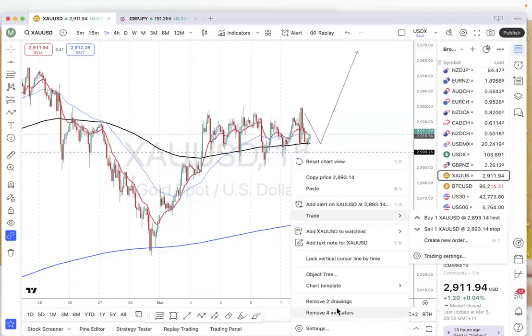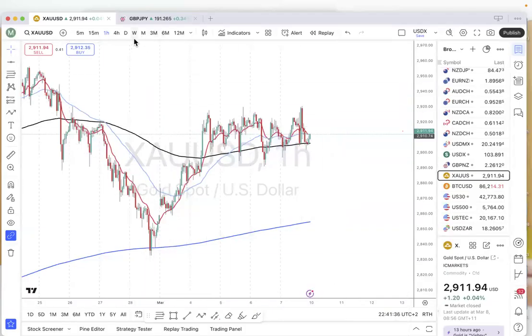Now, looking at gold, I'll go straight so that I cut this short.